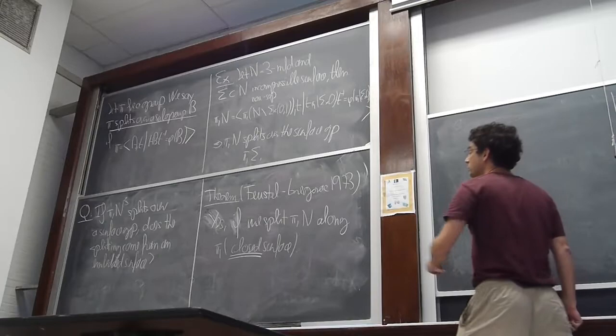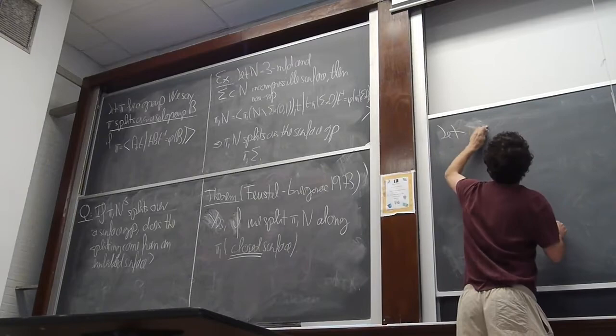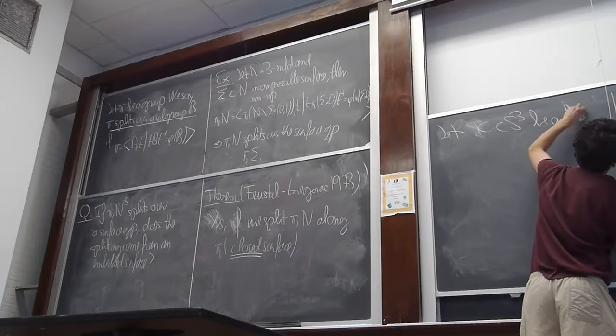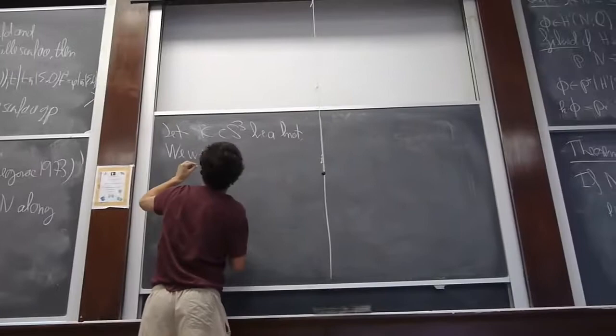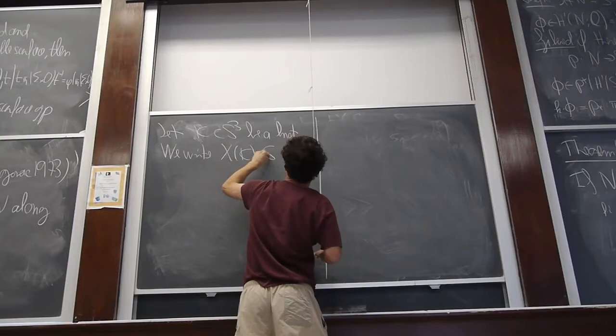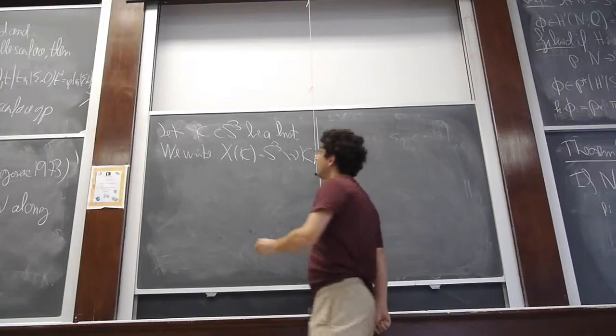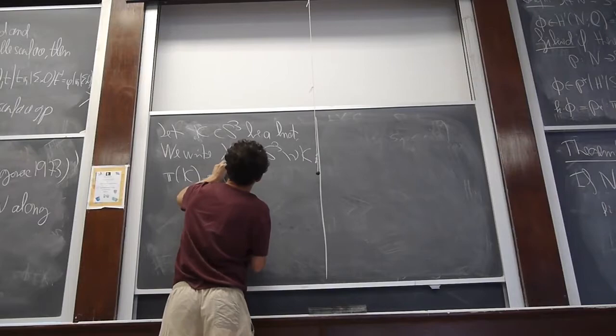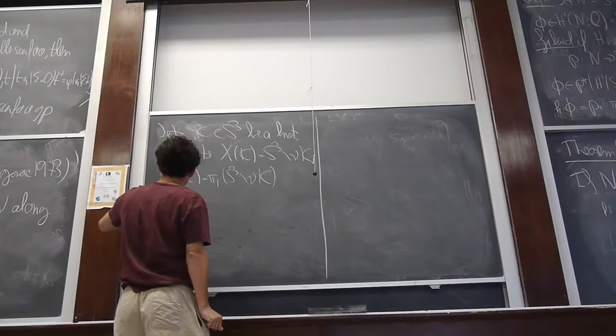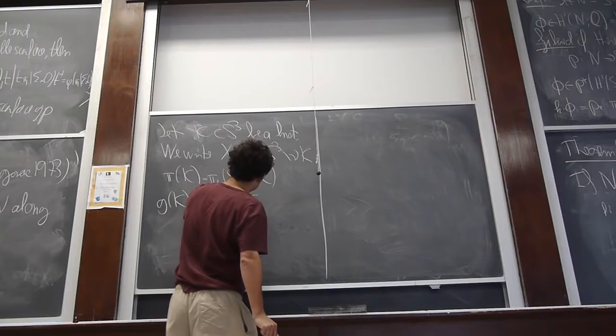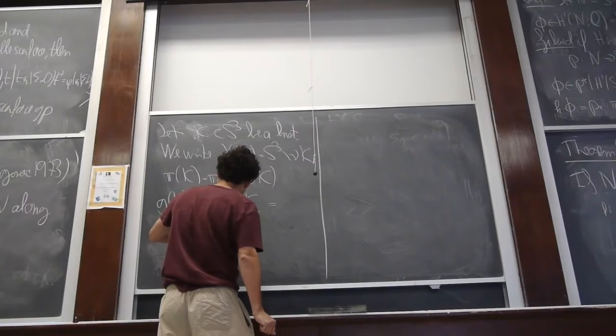So let K in S3 be a knot. Let's just introduce the notation. We'll write X_K, which very often would just be X, for S3 minus a little open tubular neighborhood around K, and pi_K for pi 1 of S3 minus K, which is pi 1 of X. Then perhaps also g(K) will be the genus of K, which is just the minimal genus of such surfaces.